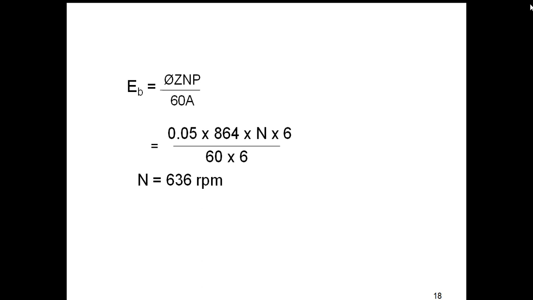RPM is nothing but rotations per minute. Here we have substituted A is equal to 6 because it is a lap wound DC motor.